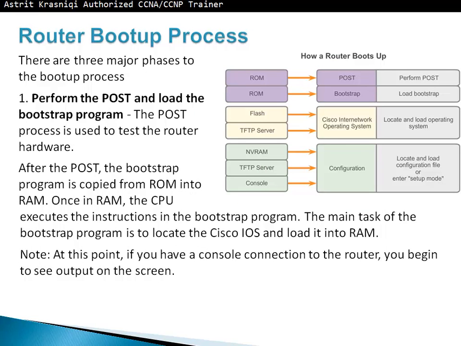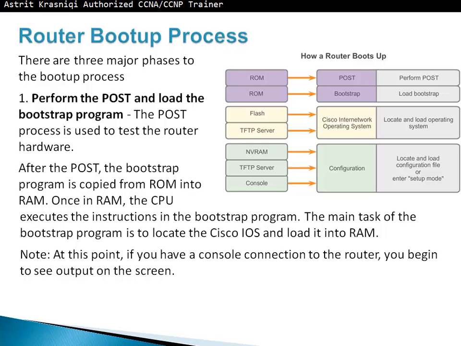The router bootup process has three major phases. The first phase is that the router is going to perform the POST, power-on self-test. As we said, it's going to test all the router hardware. After the POST, the bootstrap program is copied from ROM into RAM. Once in RAM, the CPU executes the instructions in the bootstrap program. The main task of the bootstrap program is to locate the Cisco IOS and load it into RAM.